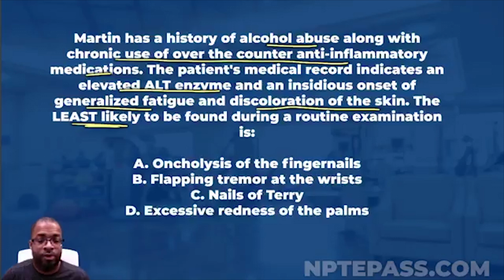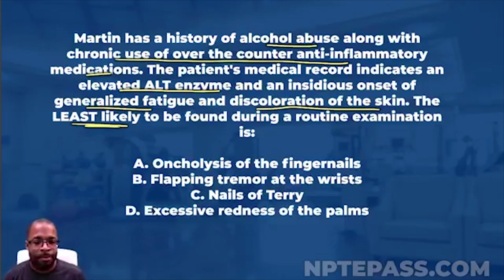All right. And so for those of you on the podcast, I really want to go over these answers again, just so we can refresh on them. We have onycholysis of the fingernails. That's A. B is flapping tremor at the wrists. C is nails of Terry, or Terry nails. And D is excessive redness of the palms. So let's break these down one by one.